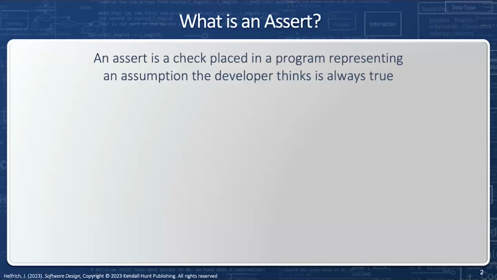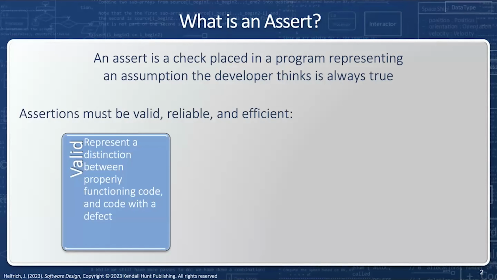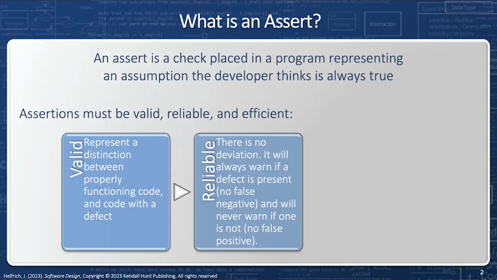So what's an assert? It's a checked place in a program representing an assumption the developer thinks is always true. And we really want all of our checks to be valid, reliable, and efficient. So what does this mean? Valid. I want to be able to distinguish between properly functioning code and a bug. Reliable means there's no deviation. There's no false positives and no false negatives.